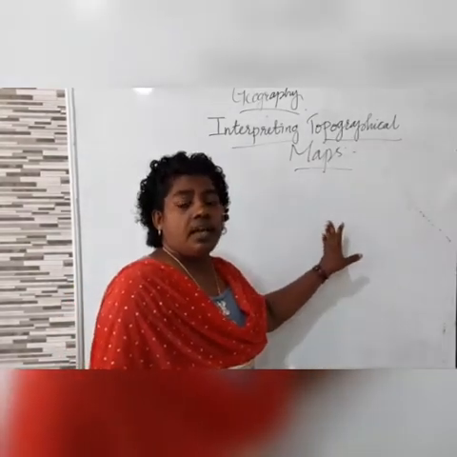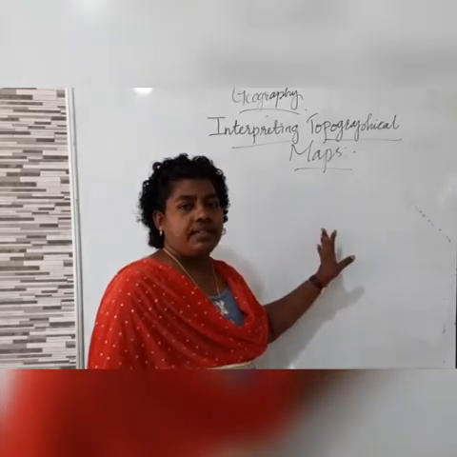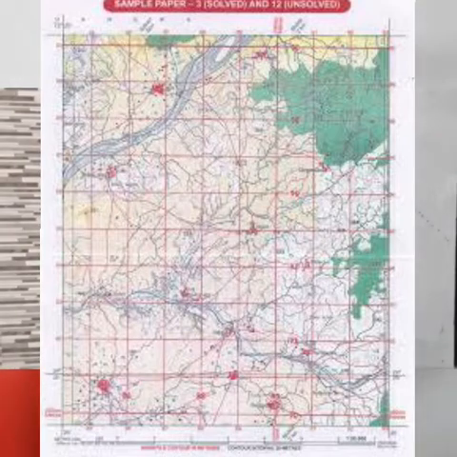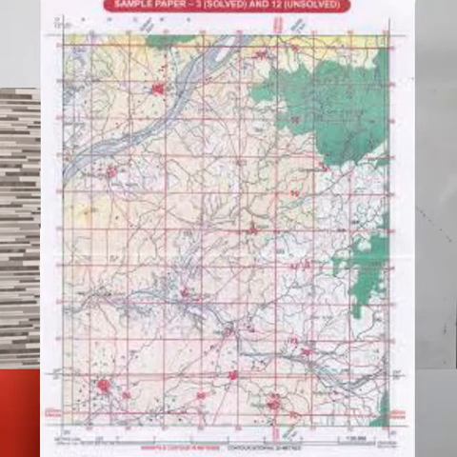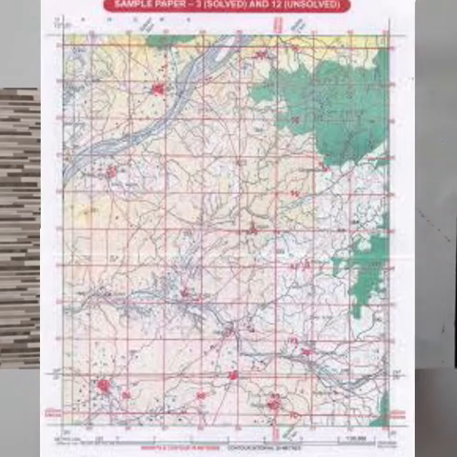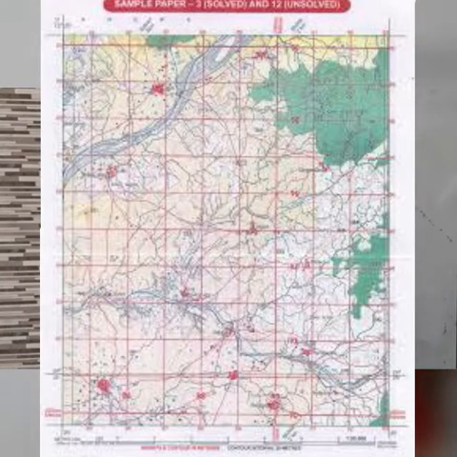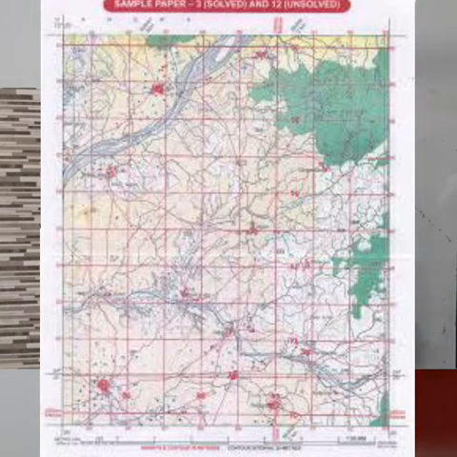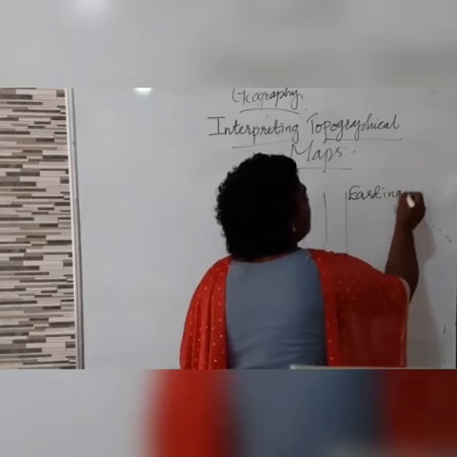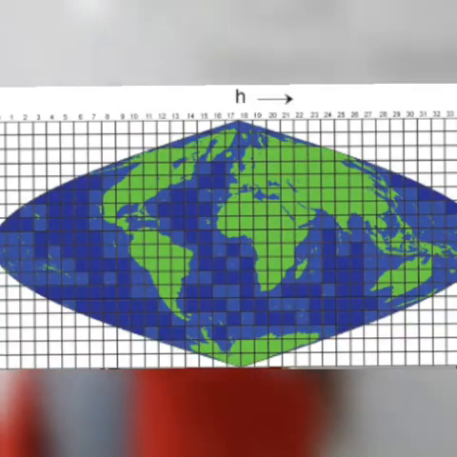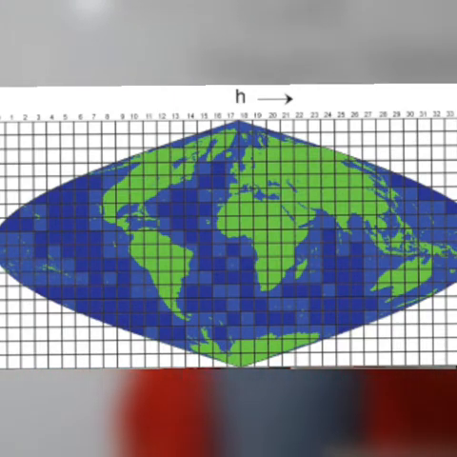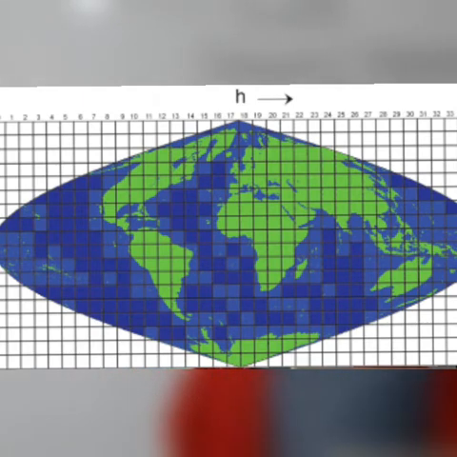Instead, what we have here are arbitrary lines. These arbitrary lines are also vertical lines and horizontal lines. The vertical lines are known as what? The vertical lines are known as eastings. What do we call the vertical lines in the topo map? It is eastings. And the horizontal lines are known as what? Northings. What do we call the horizontal lines? We call them northings.